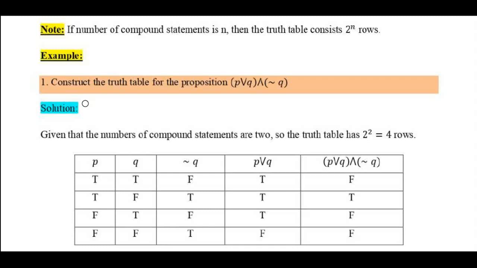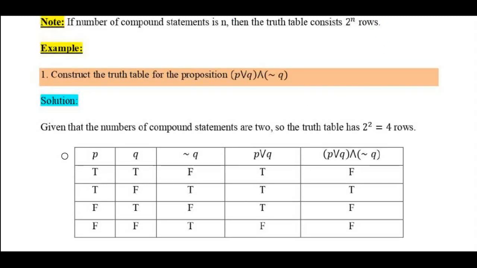Now we see the first example: construct the truth table for the proposition P ∨ Q ∧ ¬Q. Here the given statement has three connectives: the negation connective, the conjunction connective, and the disjunction connective. Before we solve this problem, we should know one important result. If the number of simple statements is n, then the truth table has 2 power n rows. Here the given statements are 2, so 2 power n equals 2 squared, that is 4 rows.